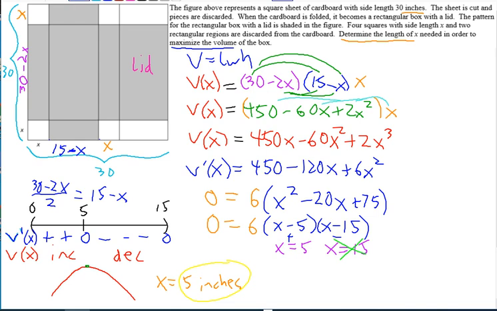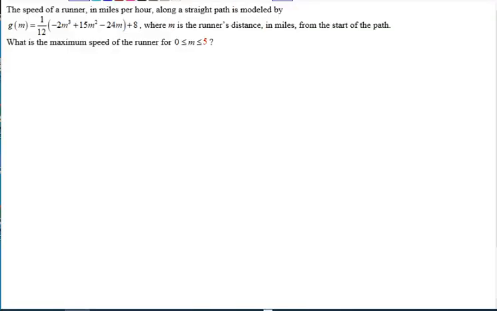Okay, the next one, you actually don't need to draw a diagram at all here. And there's a little typo on there, I think it might have said 0 to 3 for the interval here. It should be 0 to 5. So it says the speed of a runner in miles per hour along a straight path is modeled by this.